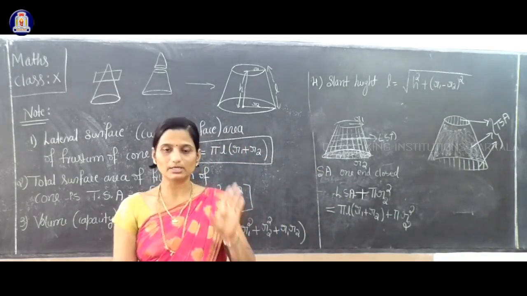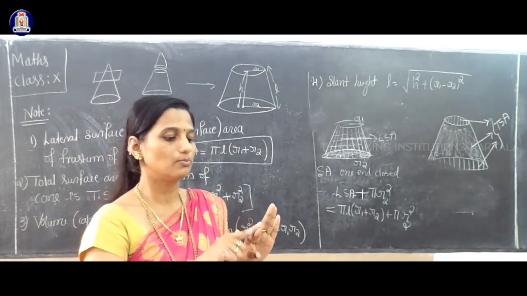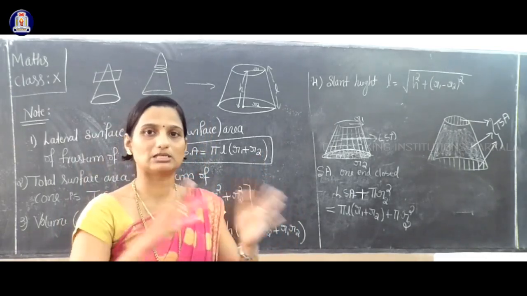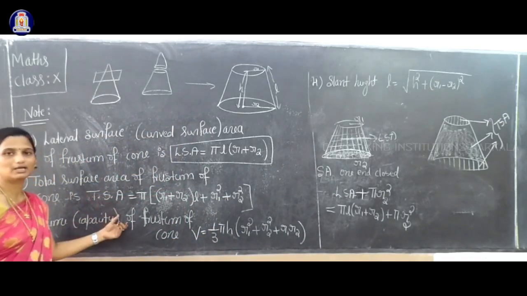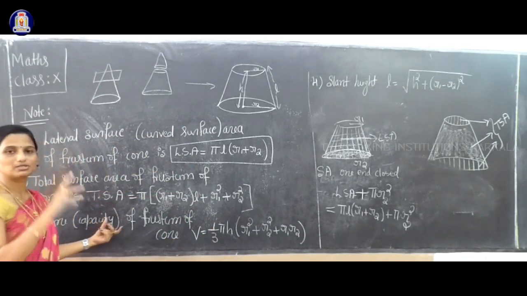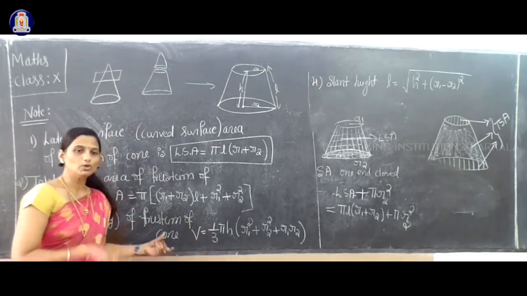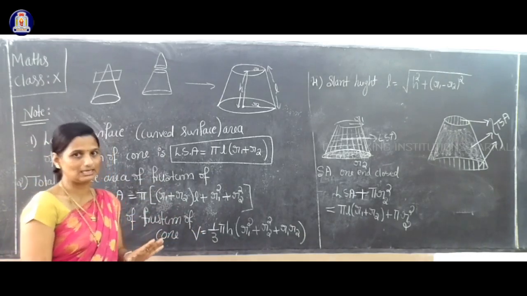See the difference, those are important. Both ends closed, both ends open, one end closed: then how to change the formula? Next comes volume and capacity. Find the capacity of a frustum, which formula to use? This one. Find the volume of a frustum, which formula is to be used? This formula. Is this clear?